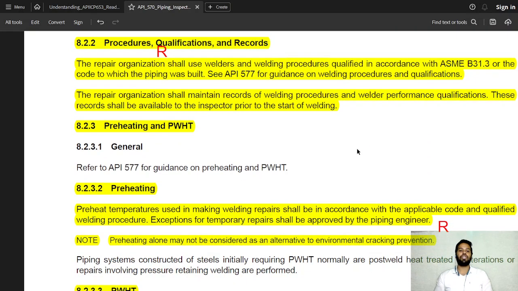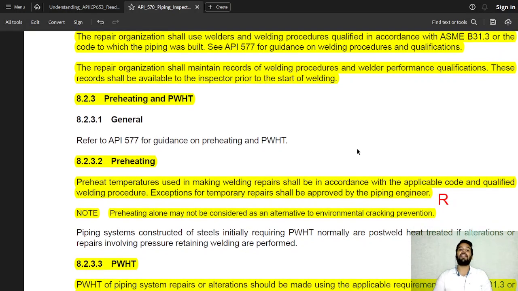Procedures and qualification. The repair organization shall use the welders, welding operators and welding procedures in accordance with ASME B31.3 or the code to which the pipe was built. See API 577 for the guidance on the welding procedure and qualification. We'll talk about this in great detail when we talk about API 577.